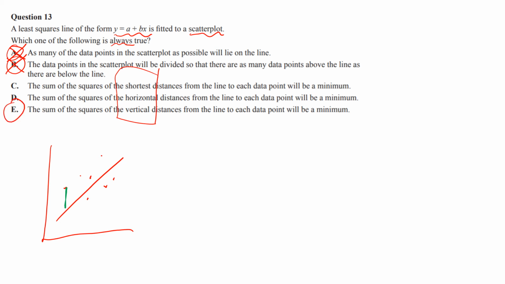So when you're doing the sum of the squares of the vertical distances from the line for each data point, then that's why the answer is E. Vertically you're measuring them. Horizontally would be going that way, and shortest would be going sort of diagonally. It's always been vertical distances. You can remember that from residuals.